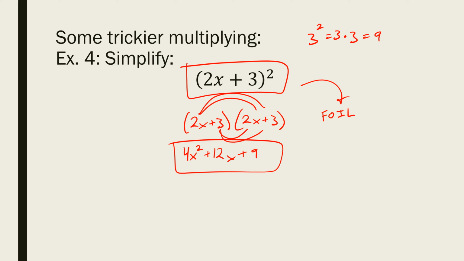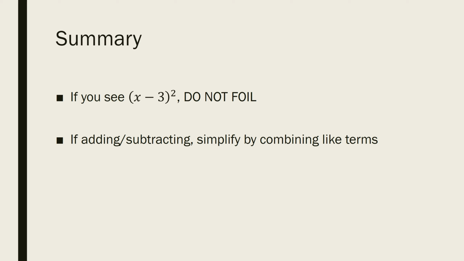That was an easy video because it was all review. So just a summary, if you see something like this, as long as there are 2 terms, you can't just distribute in the square. You have to FOIL. I say do not FOIL. What am I talking about? I mean don't distribute. You do FOIL. Don't do that. Do FOIL. And remember, if you're adding and subtracting, much like we did in example 1, it's easy. All you have to do is simplify by combining like terms.